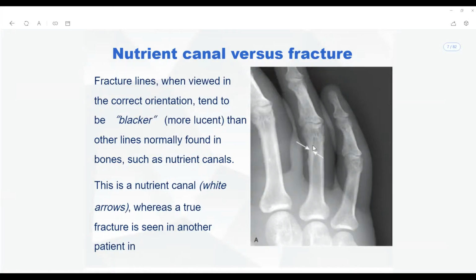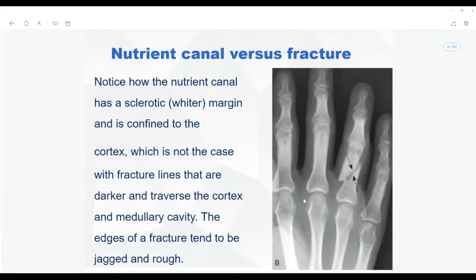You see here, you can clearly define this one is not a nutrient canal, and you can see that the edges are quite sharp where the line of the fracture has happened. Can you appreciate this? This edge is much sharper, right? Even though it appears like a nutrient canal, it is not one, because the edges are quite sharp and there is a complete disruption, or discontinuity, in the cortex. That is how you differentiate if it is a nutrient canal or a fracture.